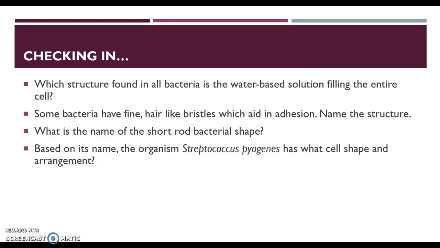All right, so that is the end of 3.1. Make sure that you quiz yourself on these questions so that you have a good understanding of common structures found in bacteria, the different arrangements and shapes of bacteria, and then how an organism's name refers or is connected to its shape or arrangement.